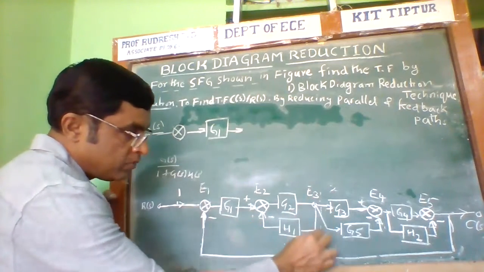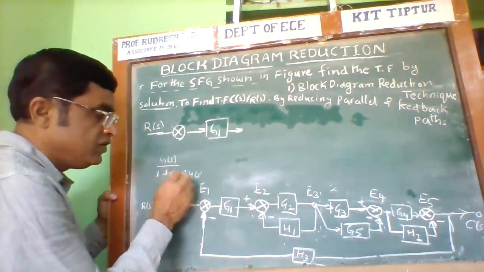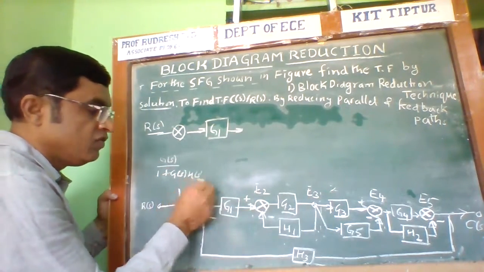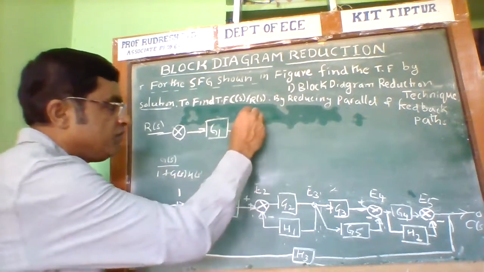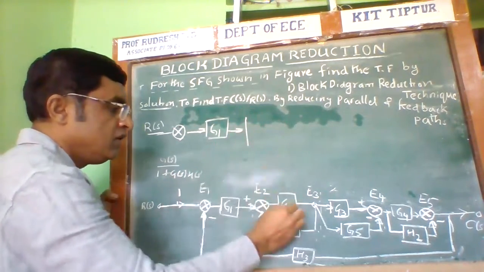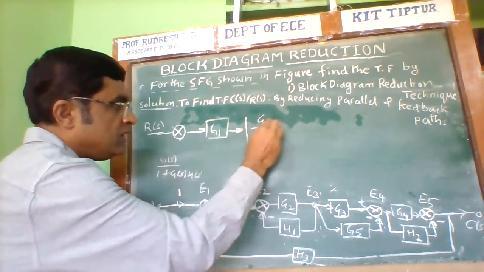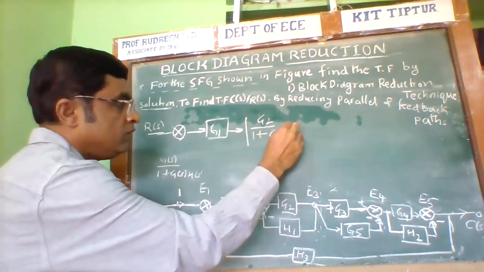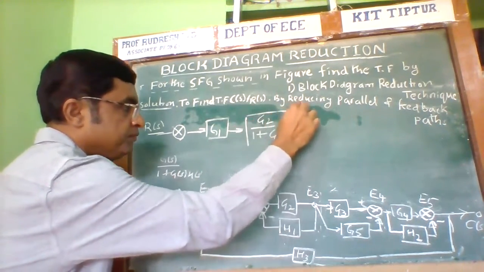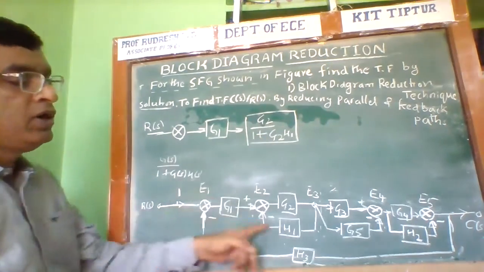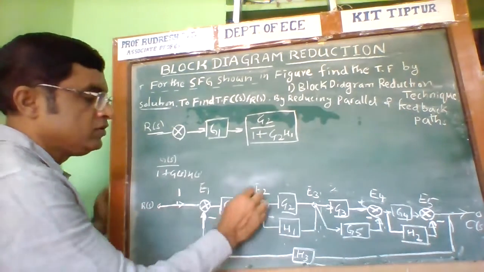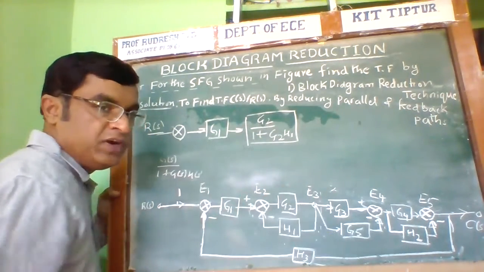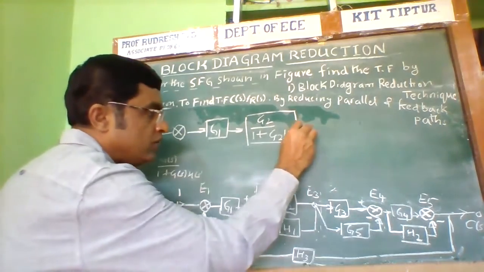Now for this particular block, apply the formula. The G(s) value is G2 and the H(s) value is H1. Therefore, applying the formula, we get G2 divided by 1 plus G2 into H1. Now the elimination of this feedback path is over.